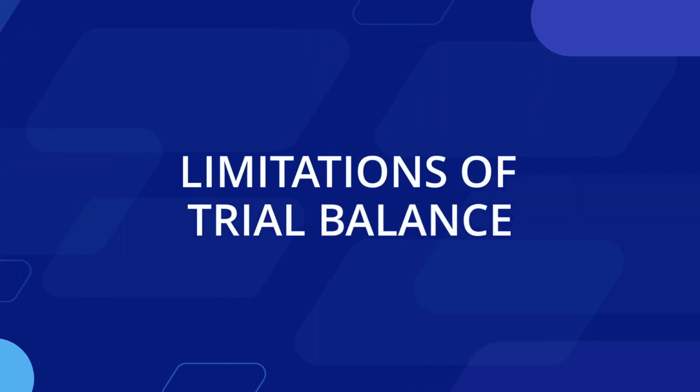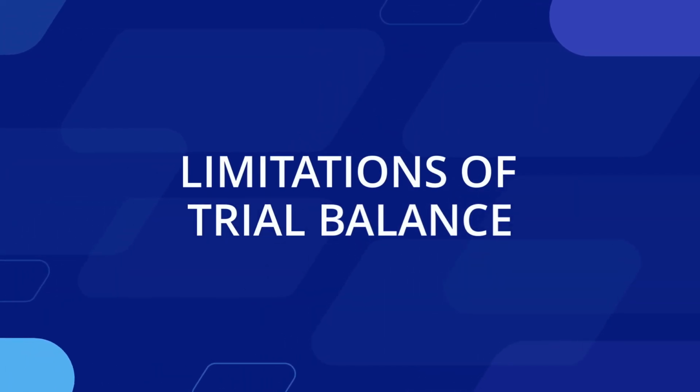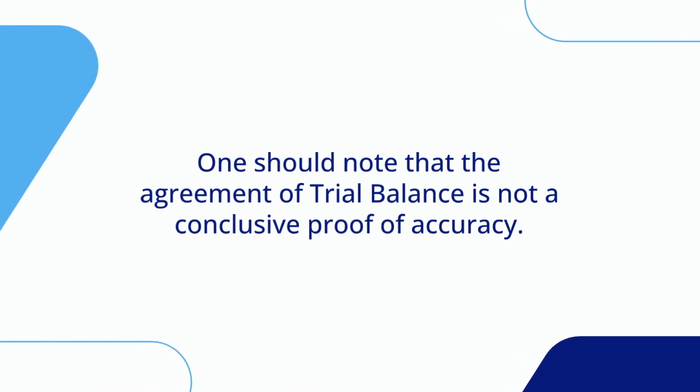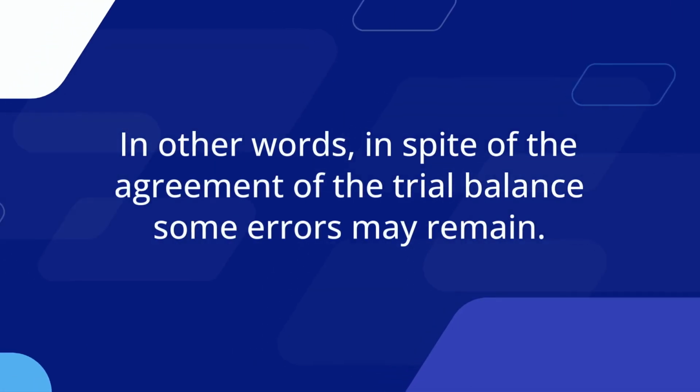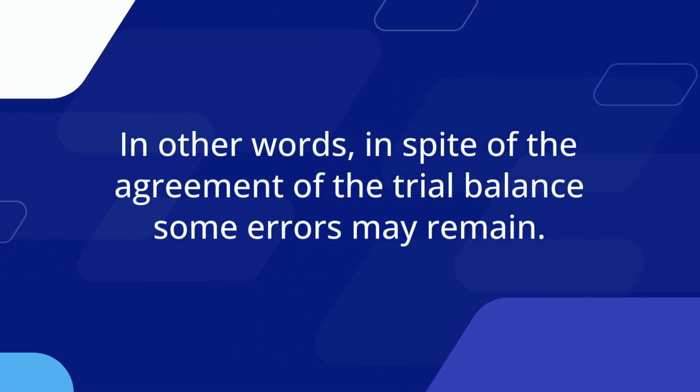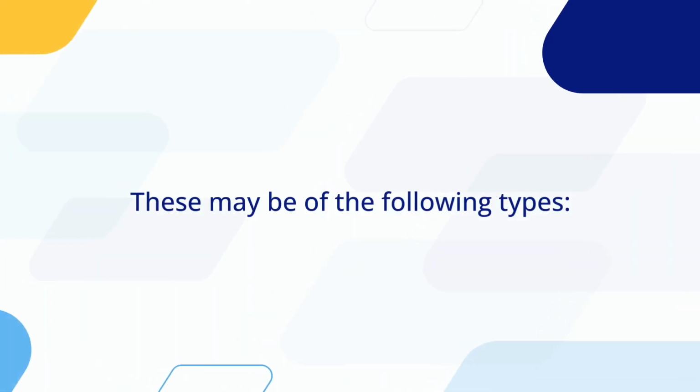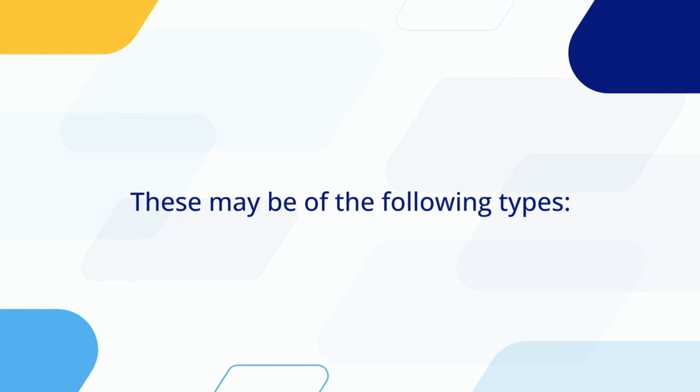Now, let's look at the limitations of trial balance. One should note that the agreement of trial balance is not a conclusive proof of accuracy. In other words, in spite of the agreement of the trial balance, some errors may remain. These may be of the following types.